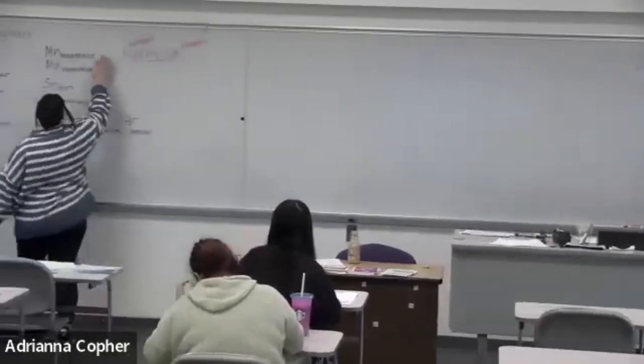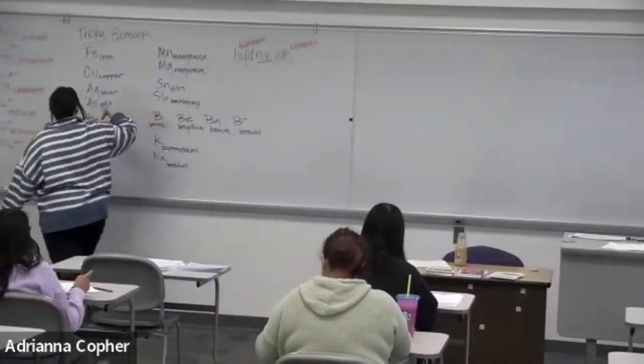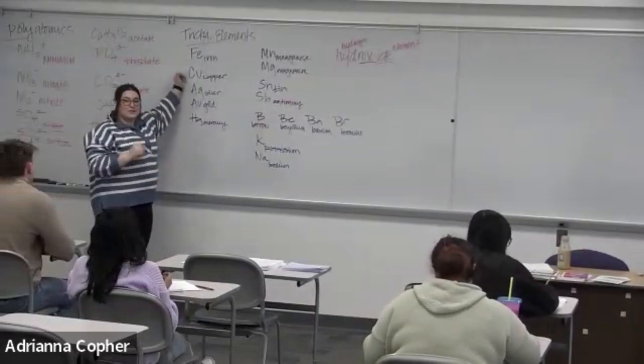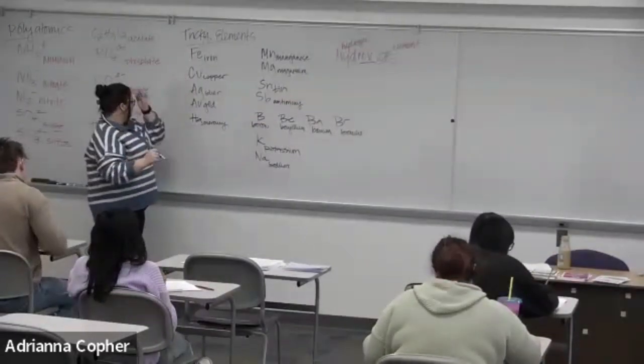So magnesium versus manganese. I see people mess these up all the time. Okay. Iron is usually our easiest. I think of the weird ones, remember? Cobalt is Co, copper is Cu. Okay.